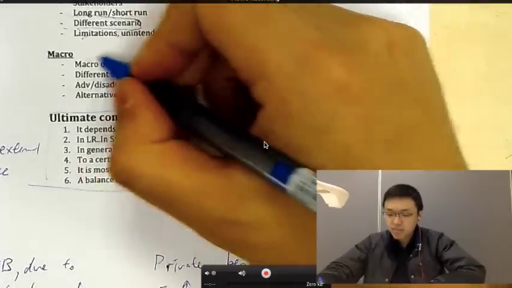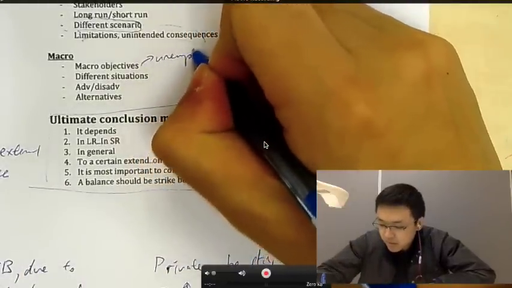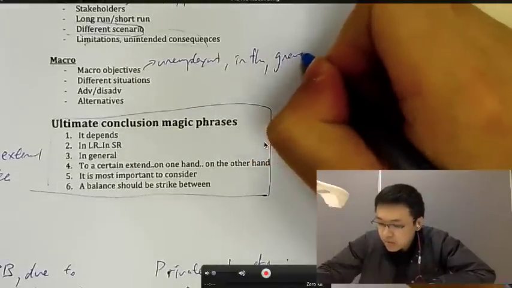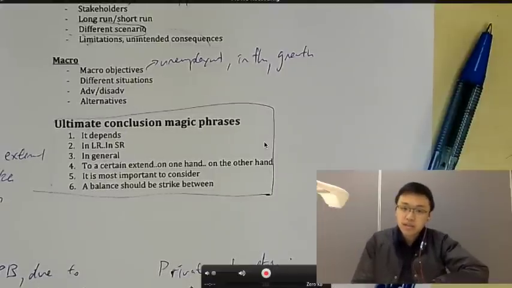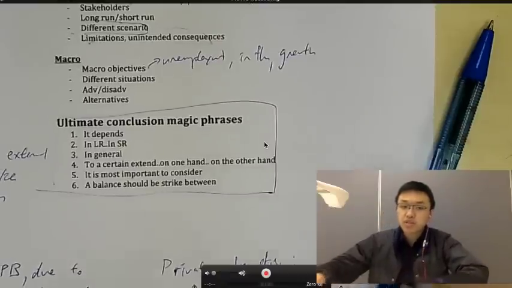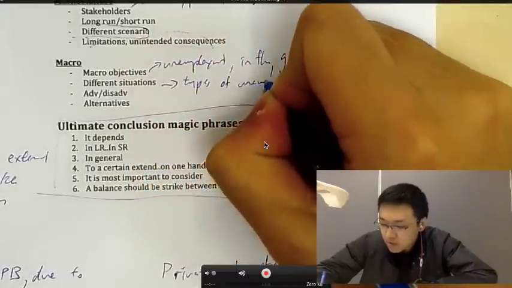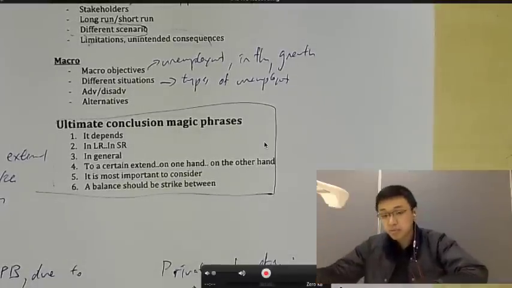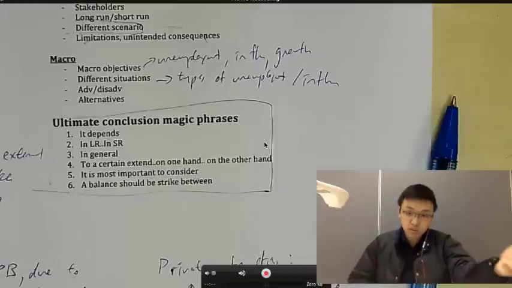For macro, this is how you evaluate. Macro objectives. So macro objectives refer to 3 main things: unemployment, inflation, and growth. These are the 3 main things, right? So if they talk to you about a policy, you can basically say, okay, this policy is going to lead to more inflation, and so on. Different situations. Okay, so for example, this means a lot of things. Like for example, there are types of unemployment. If the question asks you about unemployment, you can say there are different types of unemployment. We should look at different types of unemployment separately. Or the types of inflation, right? There can be different types of inflation as well. Cost push and demand pull, right?